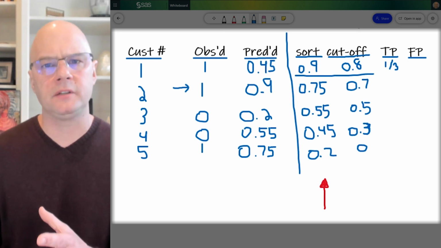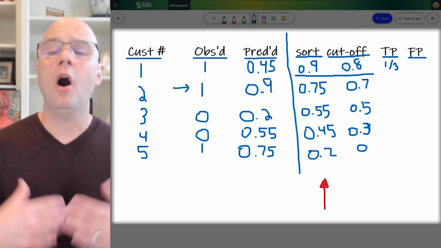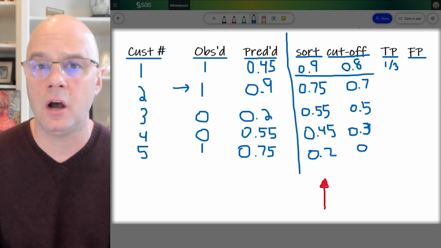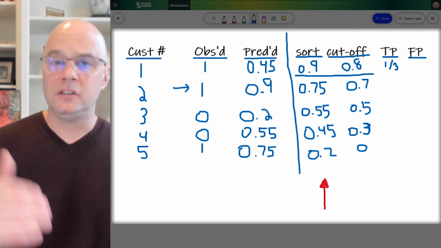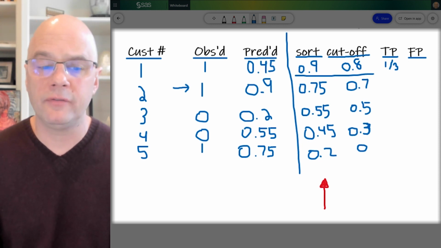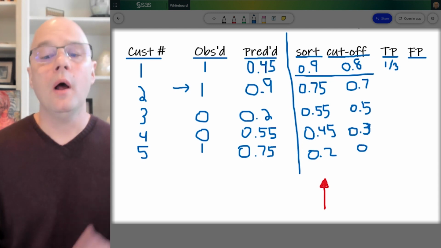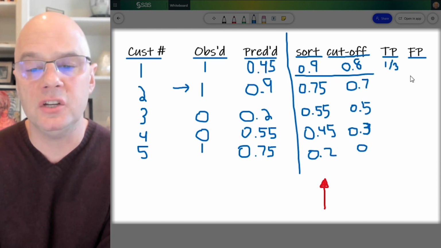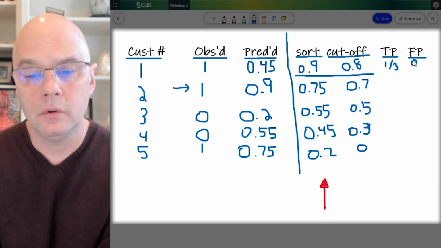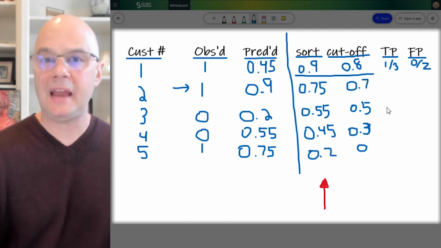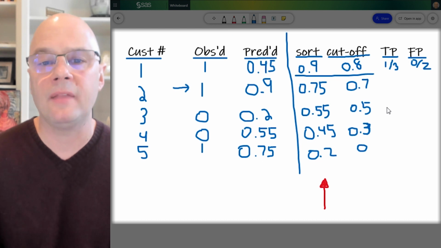Now, what's the false positive rate? The false positive rate says of all of the zeros, how many were captured at that cutoff? Well, at 0.8 as the cutoff, none of the zeros were captured there. So my false positive rate is 0 out of 2. That's looking good also. My model has not made any mistakes in the rank ordering at that cutoff.